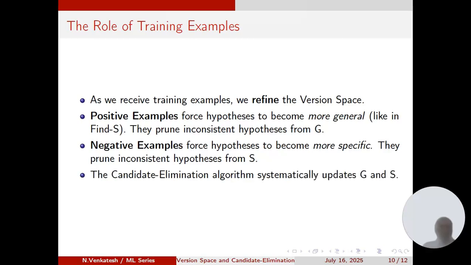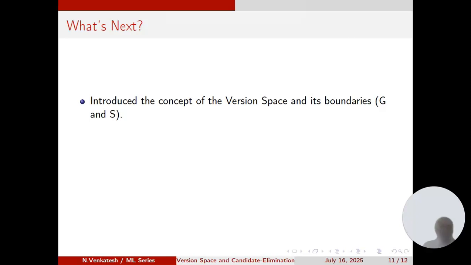Okay, so this is what the candidate elimination algorithm does. It takes a positive example and a negative example and it updates G and S. Whatever the G and S are at the end of all the training examples, that forms the general and specific boundary of the version space.